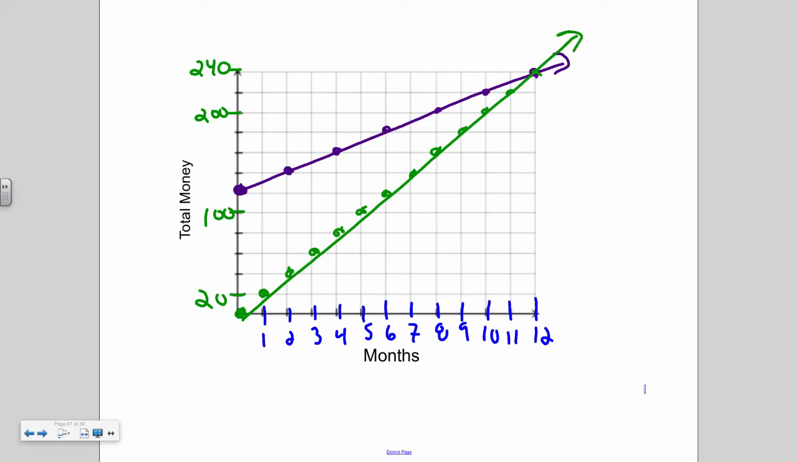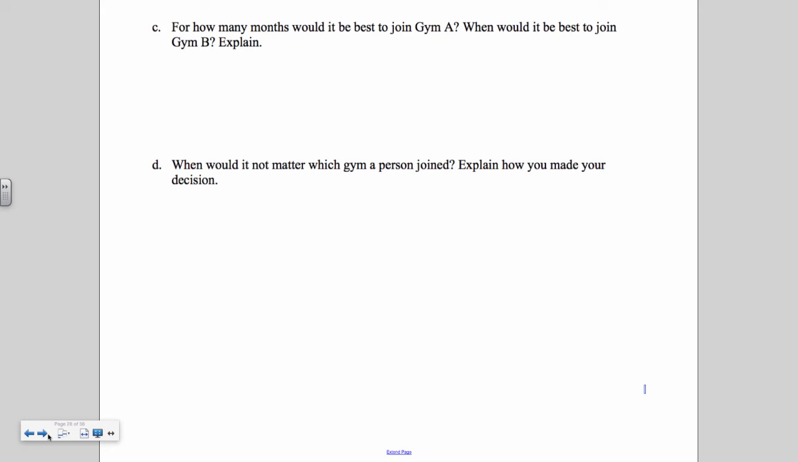So for every point where Gym B, the green line, is below the purple line, that's a better deal for Gym B. While after that point, after that intersection point, it gets better to be at Gym A. And that's how you would answer all of the rest of these questions.